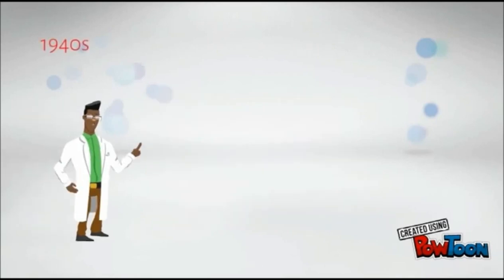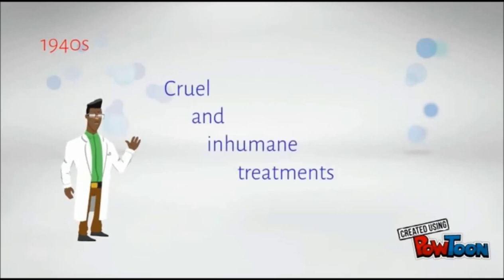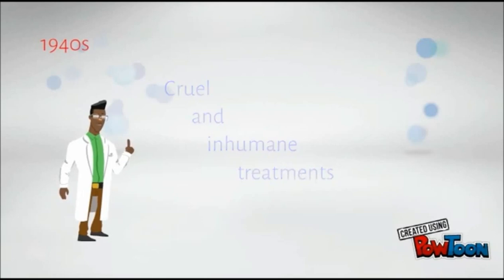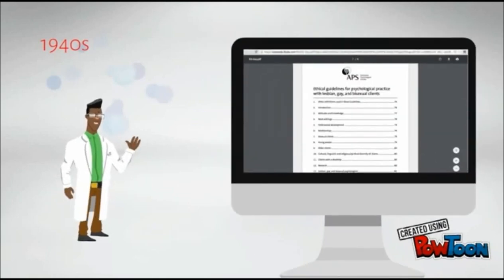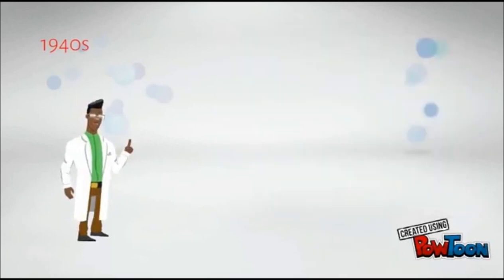In the 1940s, LGB clients were also involuntarily committed to psychiatric facilities by their families. They were often subjected to cruel and inhumane treatments. These aversion therapies are clearly unethical as per Guideline 10 and will be detailed shortly.